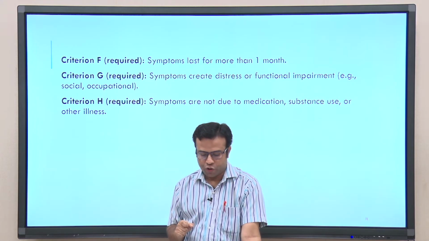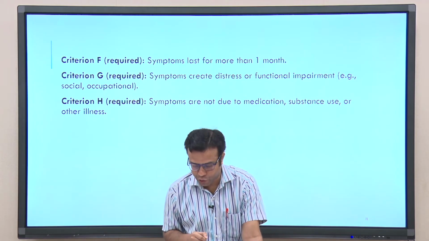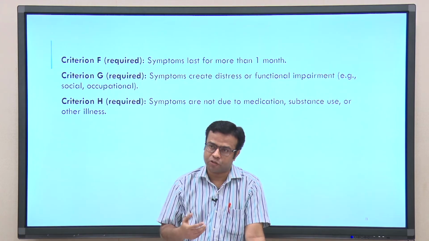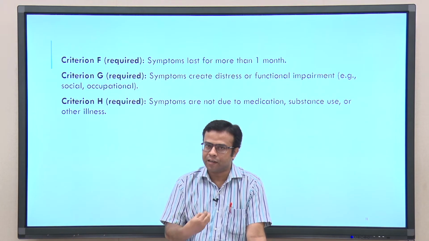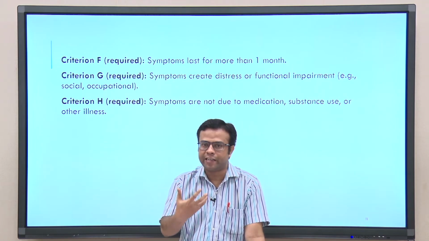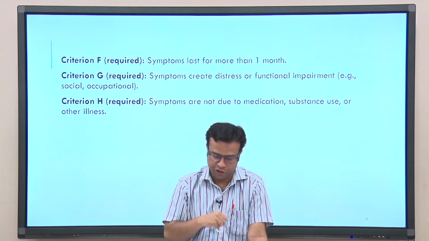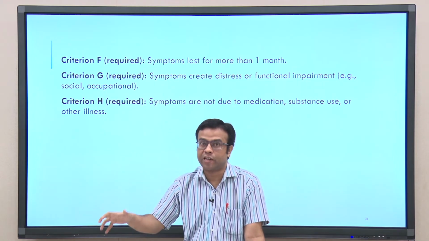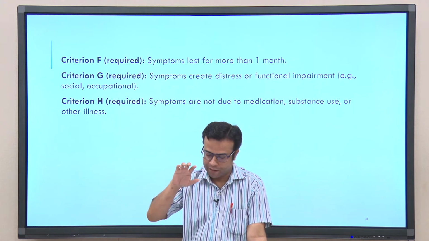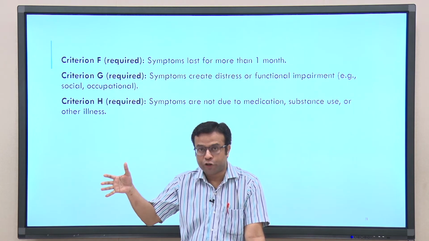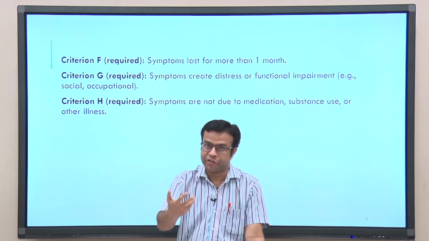Criterion G, which is also required, says symptoms create distress or functional impairment. So, this is also very important. Whenever we say something is a disorder, the idea is that it is influencing your functioning negatively. So, your day to day functioning, your occupational functioning, your social functioning are impaired, you are not able to perform them properly. So, that functional impairment is also one of the important criteria to call it a disorder.